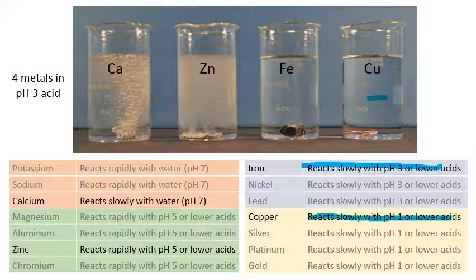But some metals are more sensitive. With things like calcium, even pH 7 calcium will start to react, because even the pH present in neutral water is enough for that calcium to start to do its reaction there.